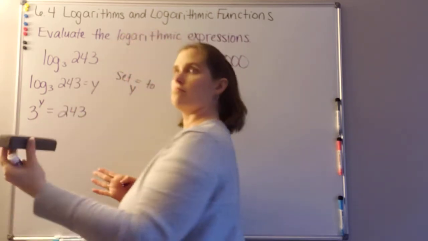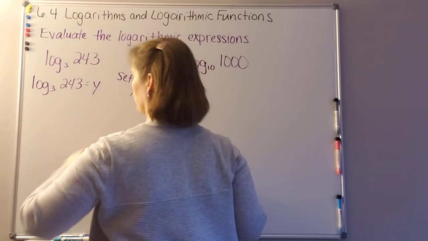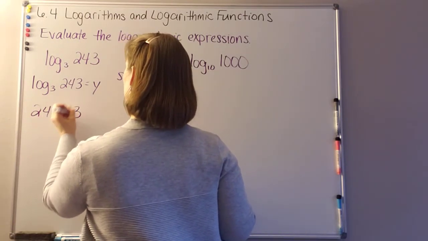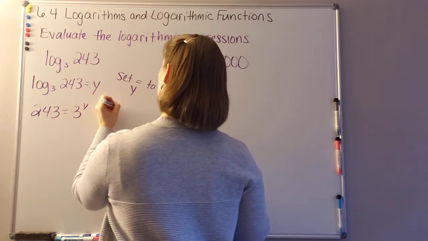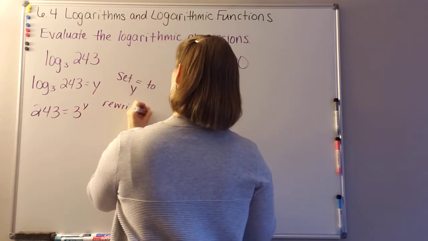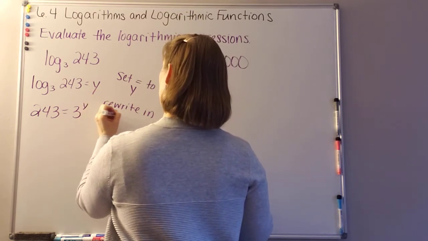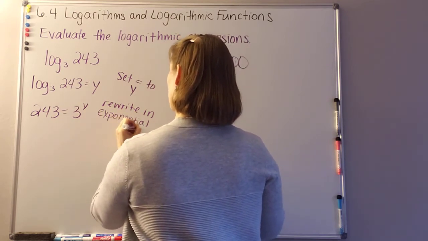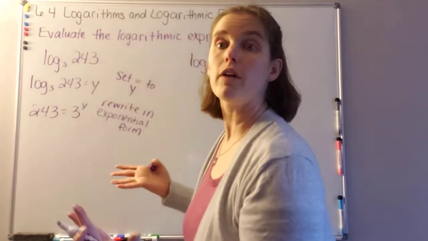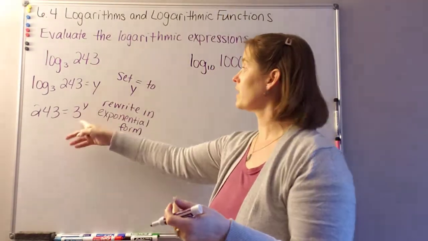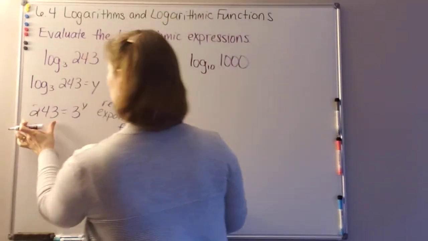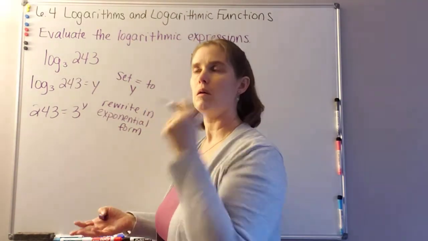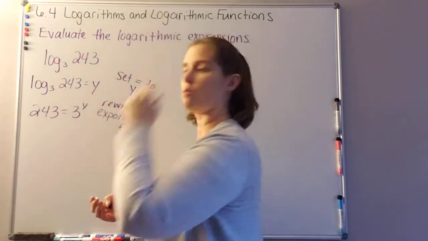Or, since we've been doing it the other way, I'm going to erase that. I'm going to write it the other way, actually. 243 equals 3 to the y. So now we're going to rewrite in exponential form, and then solve like you have been in previous lessons when you have an exponential equation. So that means we've got to get matching bases. 3 to what power gives me 243? Think. 3 to the 5th.